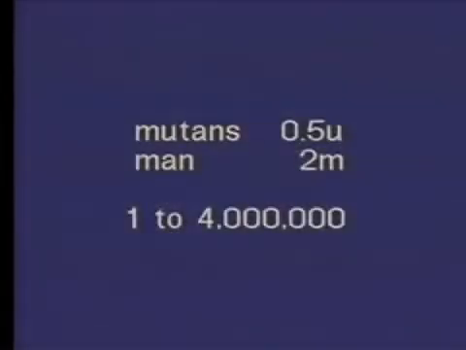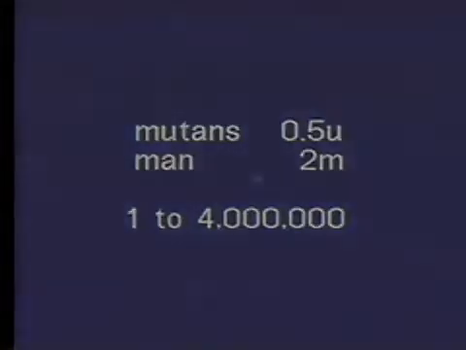If a Streptococcus mutans of 1/2 micron is compared to a man of 2 meters, with 1 meter being 10 to the 6th or 1 million microns, a ratio of 1 to 4 million is established between the size of a Streptococcus and a man. This would be the same as a grain of sand to the Empire State Building.